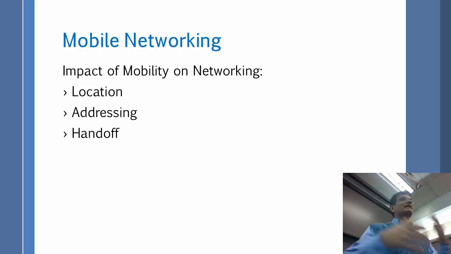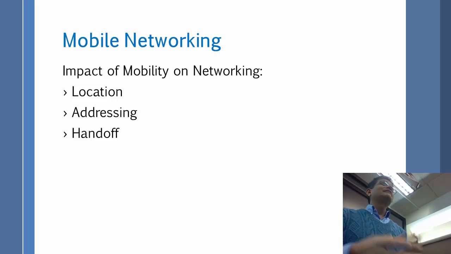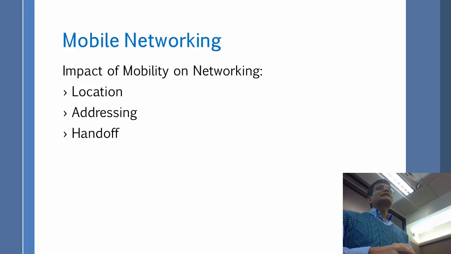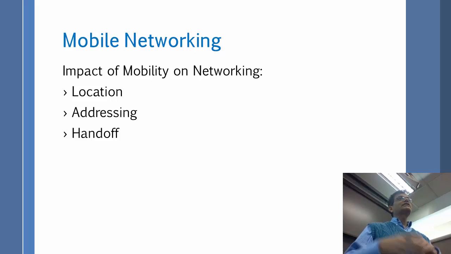Addressing, I think I kind of talked about both. I already talked about IP addressing changes, and handoff. So basically what happens with wireless is, as you move from place to place, you are being handed off from access point to access point continuously. So how is all that done? That's an issue.